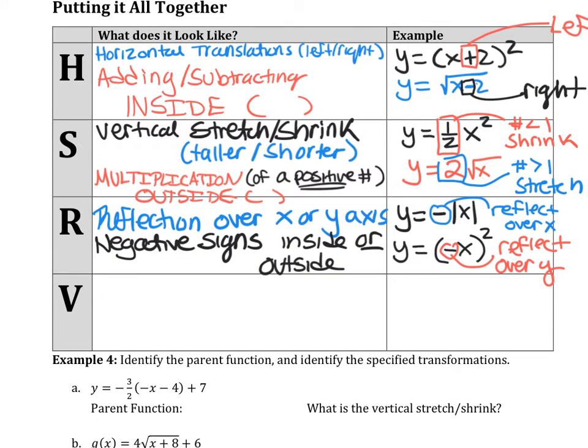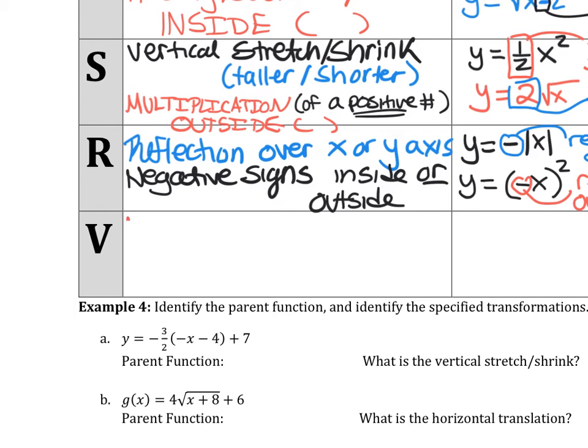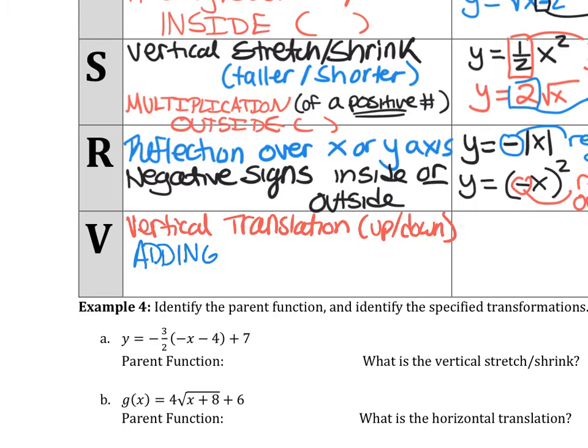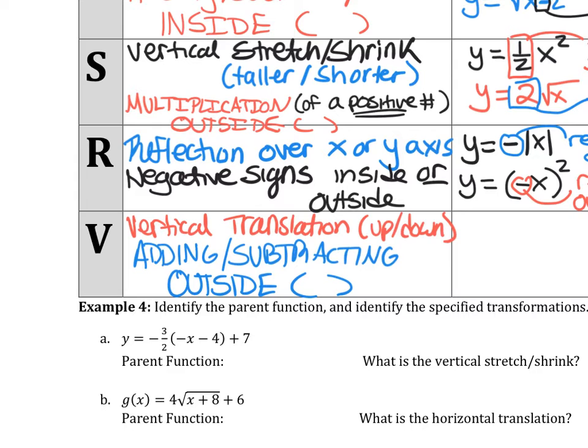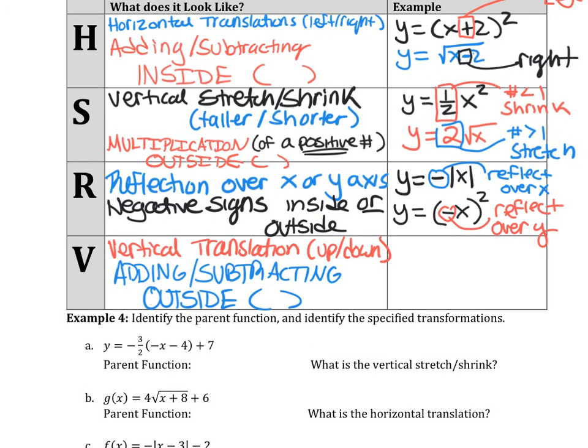Okay, and then our last one, vertical translation is what we just did today. So moving up or down. And this is when we have addition or subtraction on the outside, so adding or subtracting on the outside of the parentheses. And vertical is kind of straightforward. If you add, you go up. If you subtract, you go down.